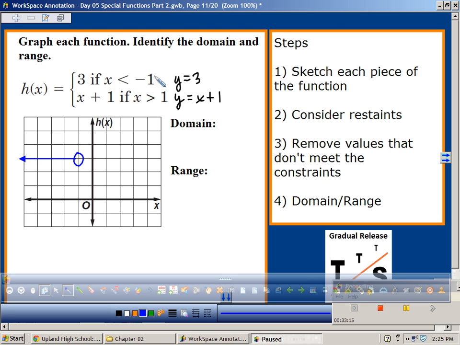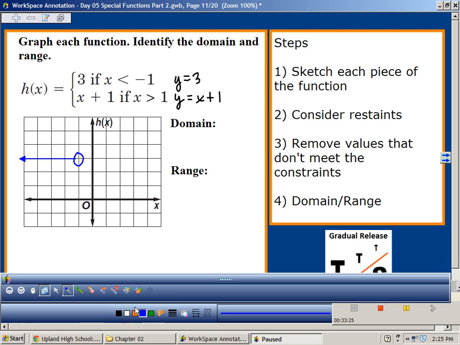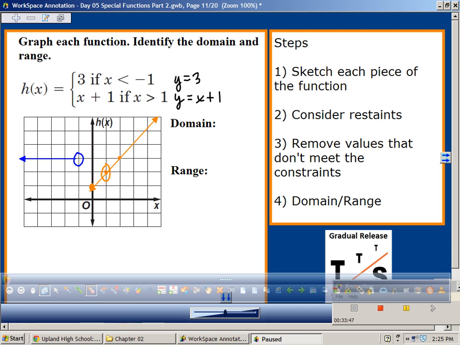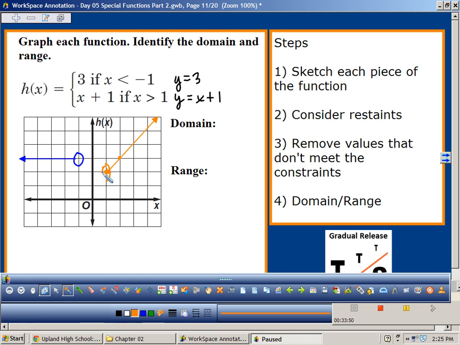So x is less than -1. Here's where x is less than -1. This is where it's less. Let's finish this up, guys. X plus 1. So I'm going to go up 1, and then it's up 1 over 1, up 1 over 1. Go ahead and graph that. X has to be greater than 1. Here's where x is greater than 1, right here. So I need to erase. Am I doing it right? Yeah. Okay, good.